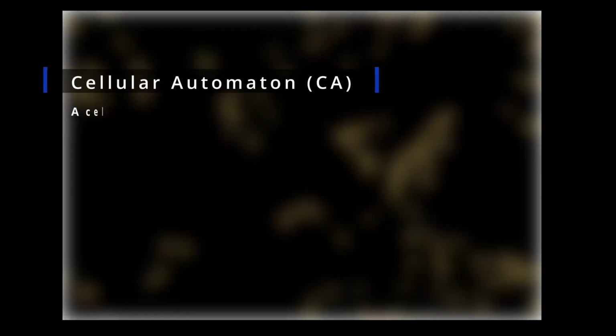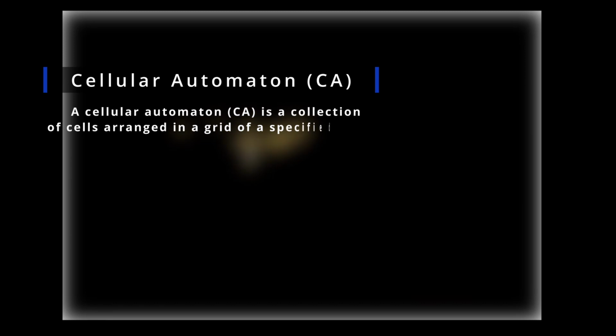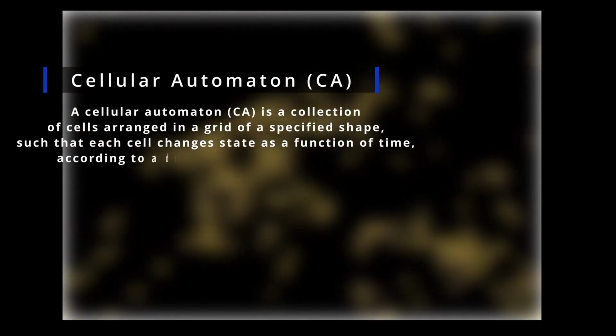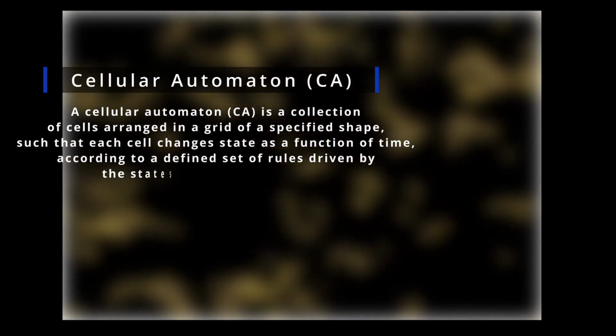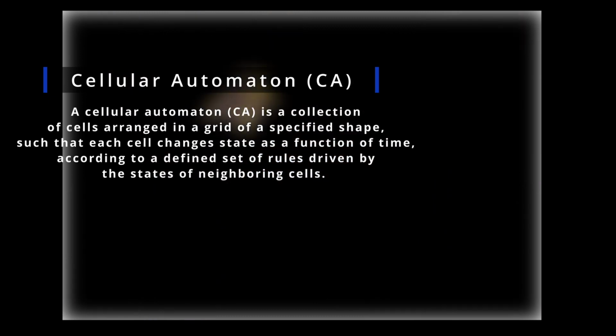Cool, so what is a falling sand game? Well, a falling sand game is a cellular automata simulation. You big dummy, come on, why didn't you know that? No, okay, but really, what is a cellular automata simulation? Well, a quick Google search gives this as a definition. A cellular automata, CA, is a collection of cells arranged in a grid of a specified shape, such that each cell changes state as a function of time according to a defined set of rules driven by the states of neighboring cells. Okay, what does that mean?